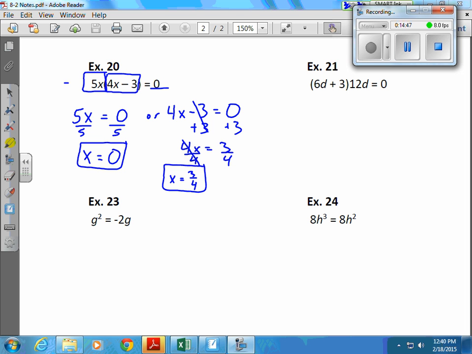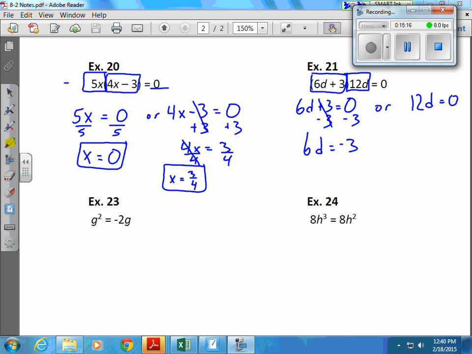Again, over here, same thing applies. We have two things multiplied together to get 0. So either 6d plus 3 is equal to 0, or 12d is equal to 0. If one of those two things is 0, then the whole thing becomes 0. So what are the two possible values of d? We'll have to solve each equation separately.